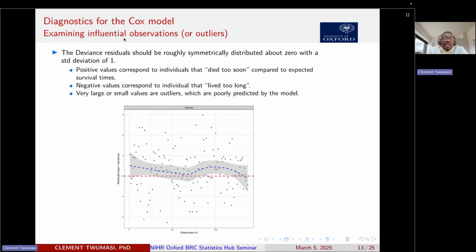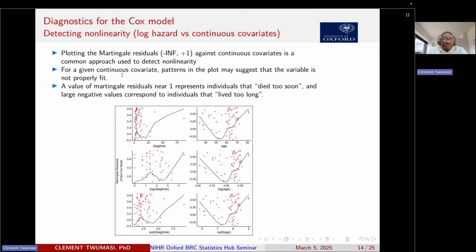You can investigate whether there are outliers in your data after model fitting, and you can actually use the deviance residuals. You expect the deviance residuals to be symmetric about 0 with a standard deviation of 1. That is to say, there should be some white noise in there. There are some interpretations of that, and I won't go much into the mathematics here.